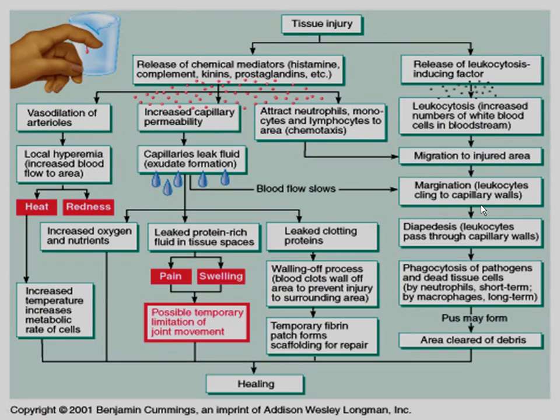So I'm not going to go through this, but what I want you to do is stop or pause the slide. I want you to start up here with what would happen if you cut yourself or injured your tissues, and how that's going to result in movement of white blood cells and changing capillary permeability, vasodilation, and how you're going to get inflammation and ultimately healing.